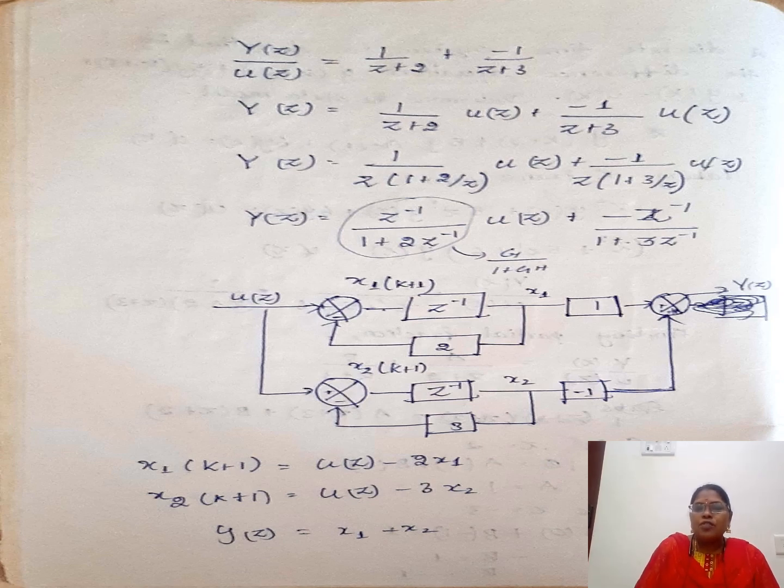Similarly, for x2 of k plus 1, again the same u is coming, one connection. Another one, these two are added to give x2 of k plus 1. So this is connected to a minus sign with 3 and x2. So this is minus 3 x2. And what is y? Y is nothing but this input and this input. So this input is nothing but x1 into 1, then minus of x2. So x1 minus x2.